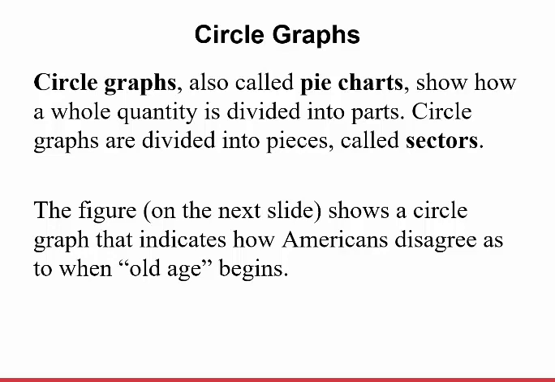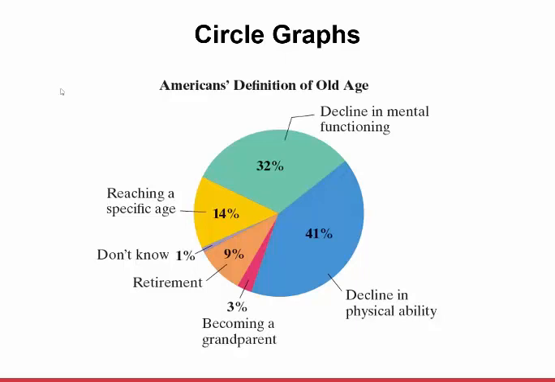The figure on the next slide shows a circle graph that indicates how Americans disagree as to when, quote unquote, old age begins. So when do Americans consider old age to begin? That's what this pie graph is going to show, because it's a subjective value. I don't even know how you might decide when old age begins. So in a survey of Americans, this is how they defined it.